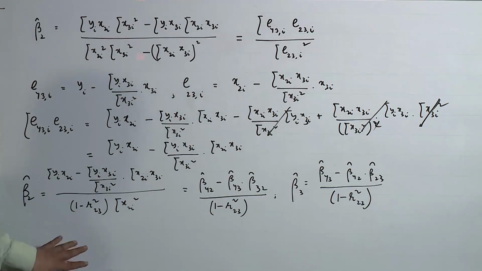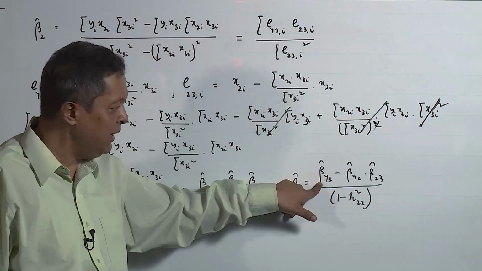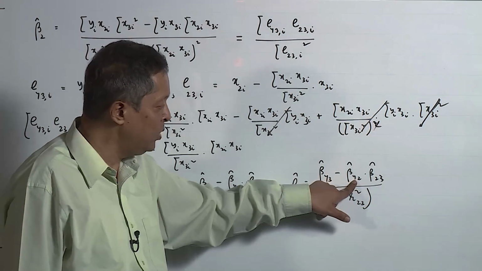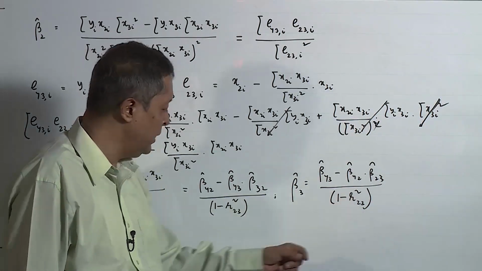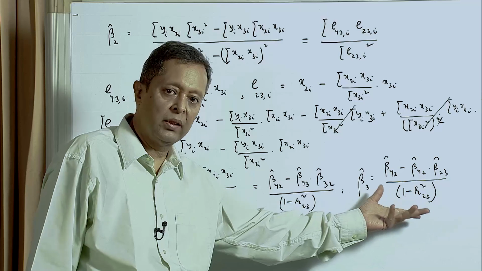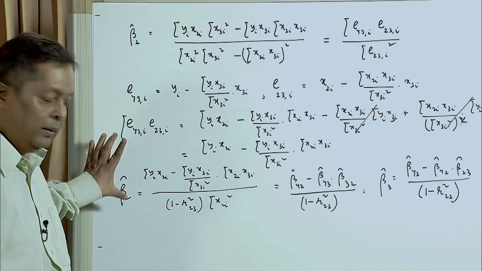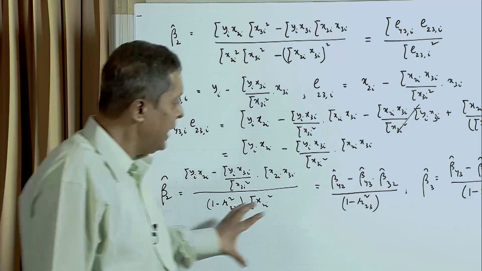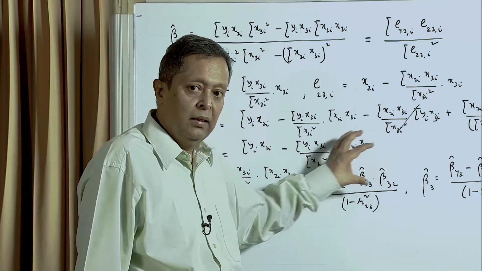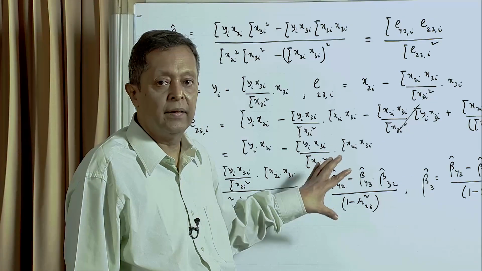Similarly, if we had repeated this same exercise with beta 3 hat, we would have obtained beta 3 hat is equal to beta hat y3 minus beta hat y2 times beta hat 2 3, divided by 1 minus r square 2 3. r square 2 3 and r square 3 2 are the same. So, that finally shows the relation between the regression coefficient that we obtain from the multiple regression model and components of regression coefficients estimated from simple linear regressions.